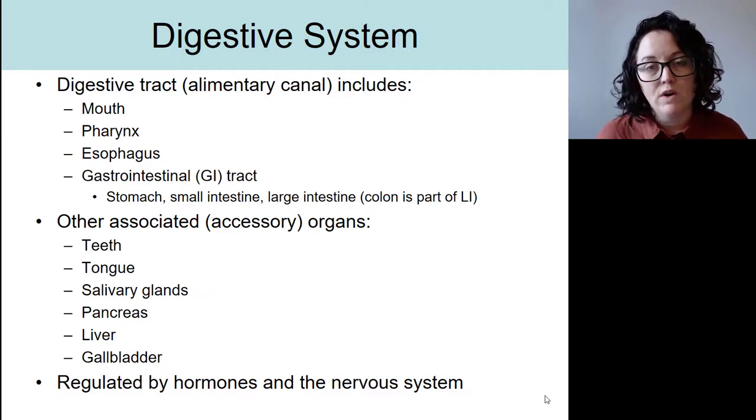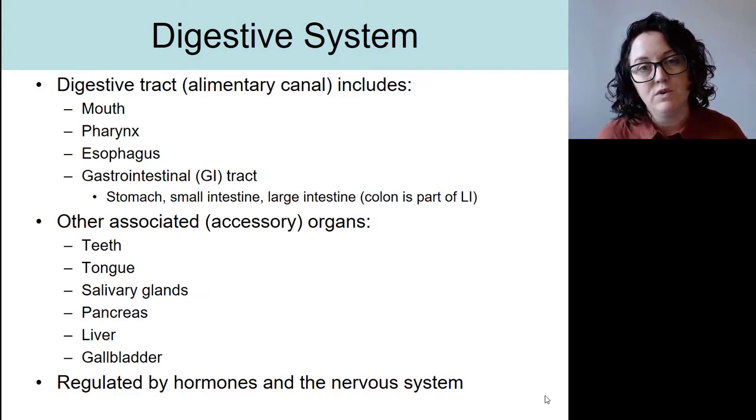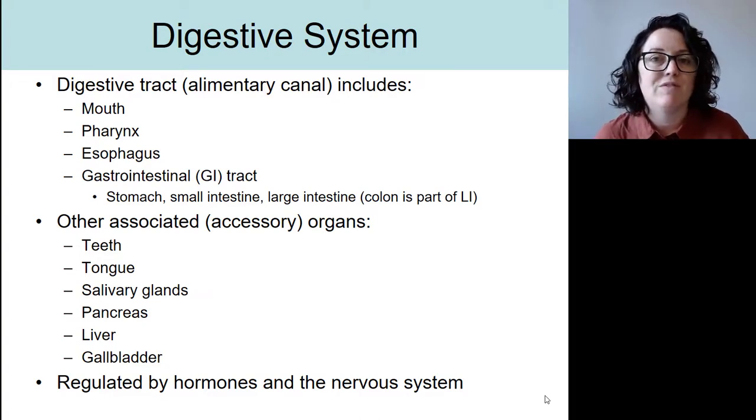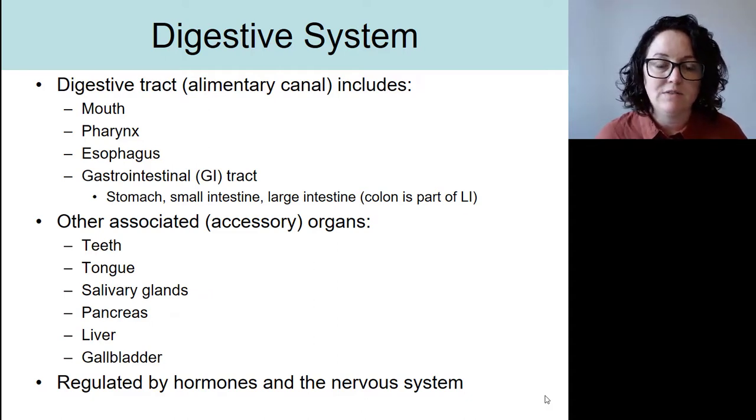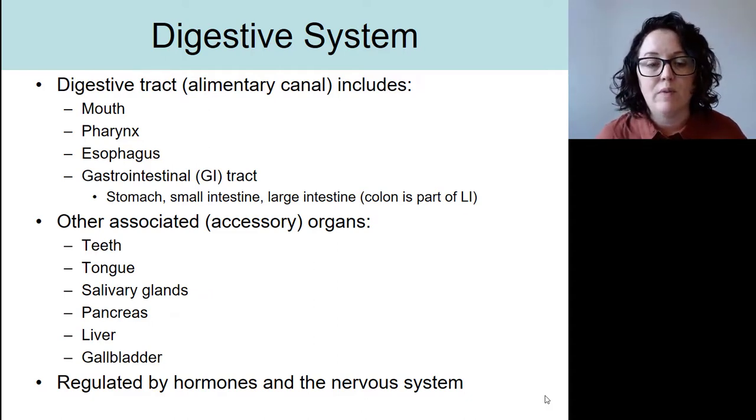There are other organs that are important for the process of digestion, and we call these accessory organs. Some of these come into contact with food, like teeth and tongue, but other organs don't even ever contact our food, but we still need them for the processes of the digestive system. So this includes salivary glands, the pancreas, the liver, and the gallbladder. All of these organs on this list are going to be regulated in some way by the body. Regulation can occur by hormones or by the nervous system.